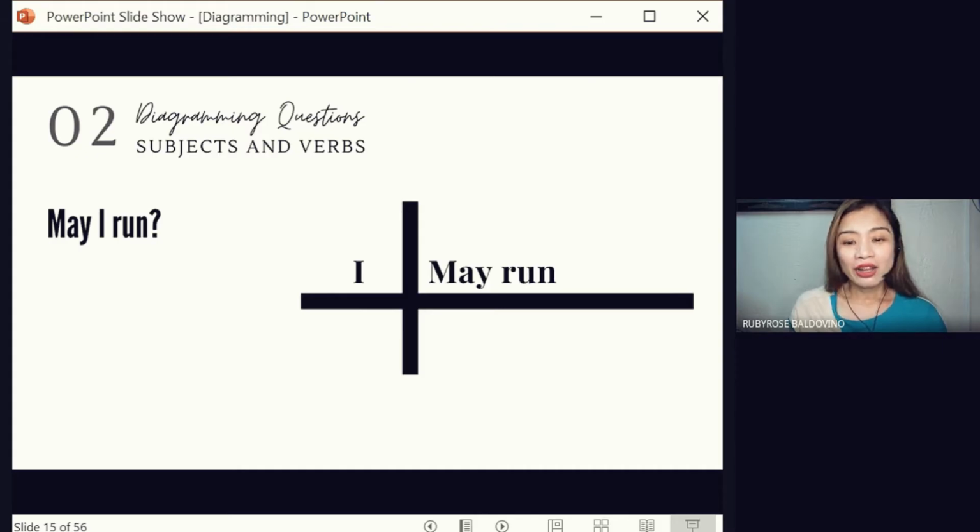Okay. Another example, may I run? I is the subject and is placed on the left side, and may run is the verb, which is placed on the right side.